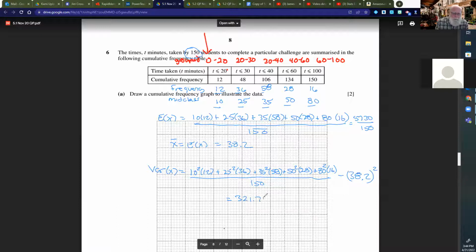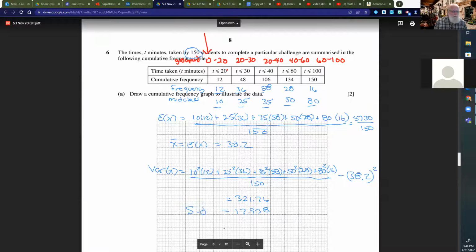321.76. Okay, notice how you don't have to retype it in. It's already in there, right? Mm-hmm. Now that's the variance. And so now what I'm going to do is tell them what the standard deviation is. And the standard deviation is going to be what? 17.938. Which if I round to 3 figures, it's going to be 17.9, right?